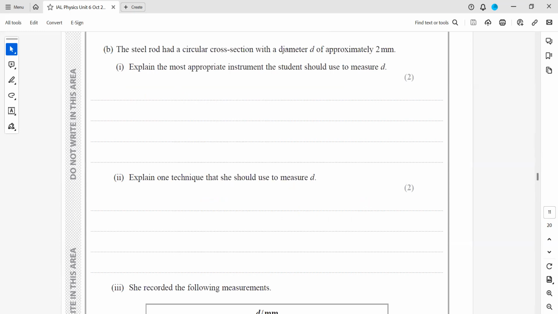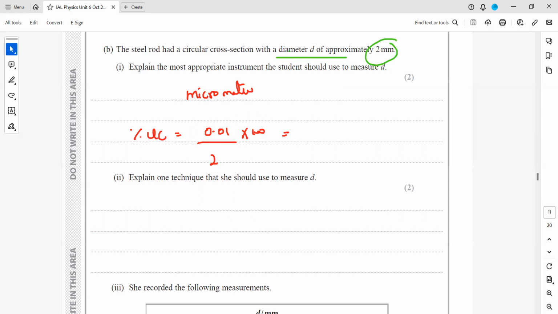The steel rod has a circular cross-section with a diameter of approximately 2 millimeter. The most appropriate instrument should be used here. Whenever we are measuring a diameter, a micrometer should be used because it is accurate. We get one mark for mentioning a micrometer, and one mark is for percentage uncertainty. What will be the percentage uncertainty? Percentage uncertainty is the uncertainty of a micrometer, which is 0.01 millimeter, divided by the value recorded, which is 2 millimeter, multiplied by 100.